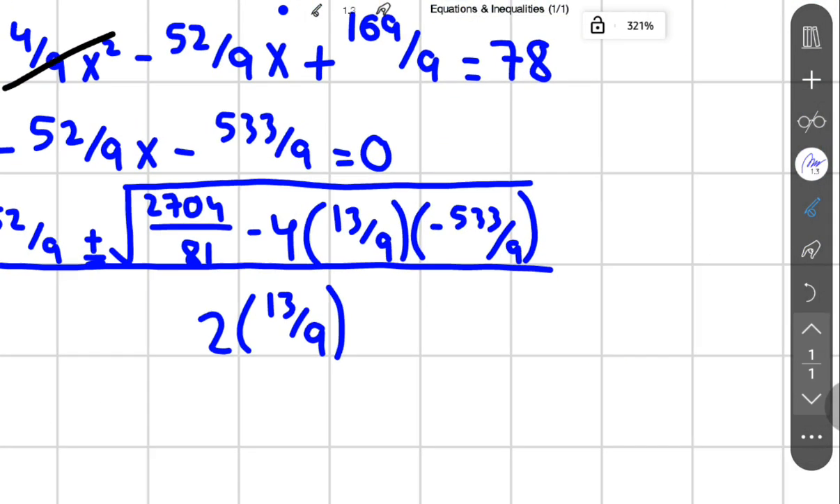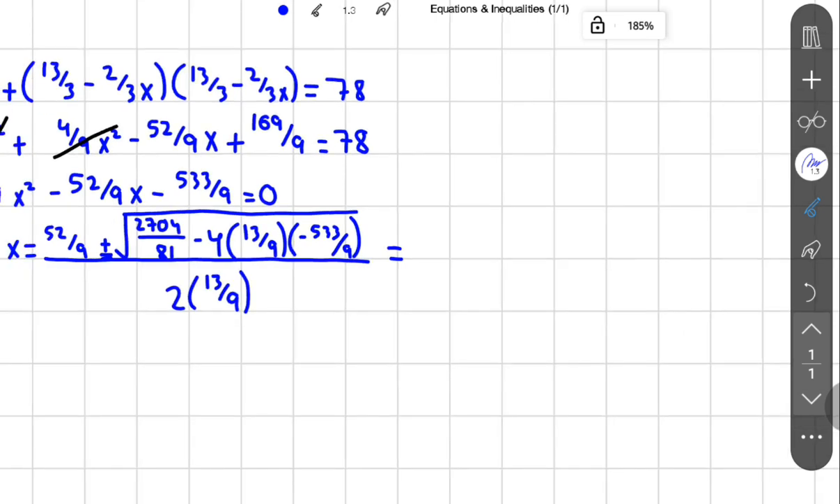So let's simplify this term. Let me see what the calculator will pull up. Will it pull up a third, or will it pull up just an answer with decimals? So we have 52 over 9. Let's calculate with plus square root 2704 over 81 minus 4 13 over 9 negative 533 over 9 to 13 over 9. Let me see what the calculator pulled up. Oh, it actually pulls up an answer with thirds.